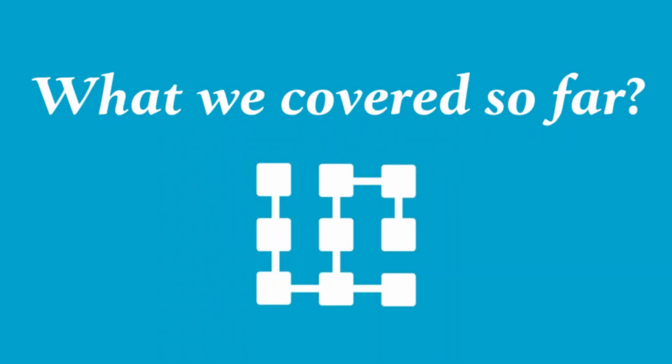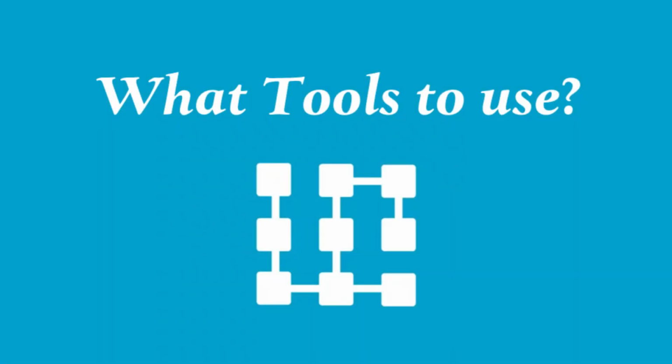In our previous videos, we've covered a wide range of data modeling concepts, including entities, relationship types, cardinality, and the standard notations used to represent them in entity relationship diagrams. So, once you're familiar with all of that, the next question that naturally comes up is, what tools should I use to create these data models? Or in other words, what are the best ways to create ER diagrams?